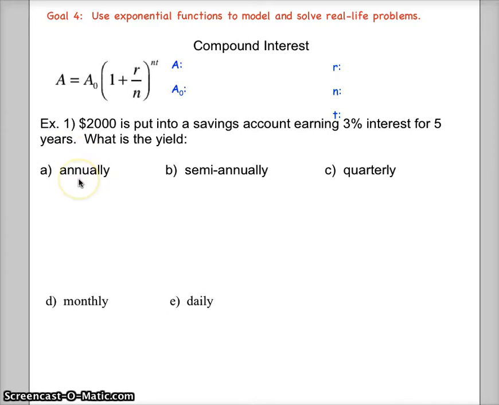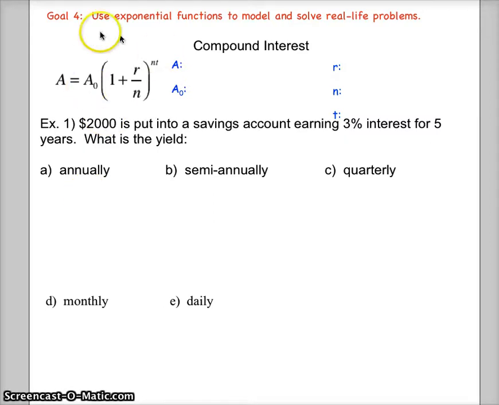Annually means you would calculate the interest 1 time per year. Semi-annually, 2 times per year. Quarterly, 4 times per year. Monthly, 12 times per year. And daily, 365 days per year.